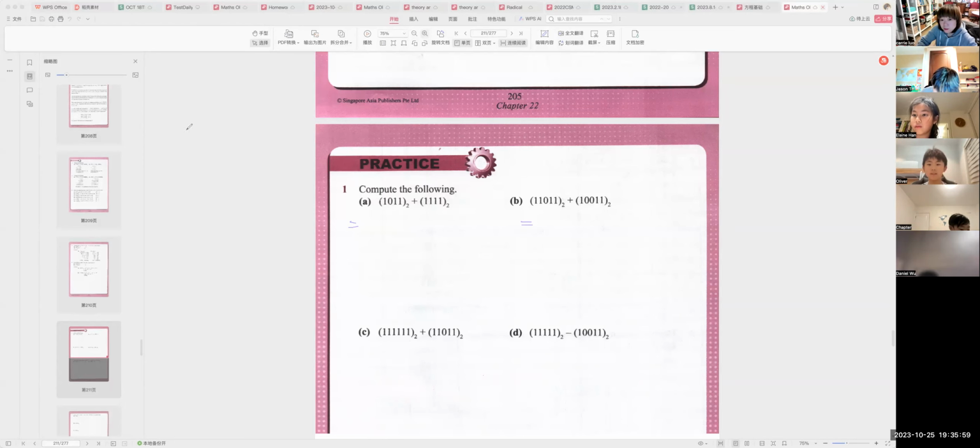Okay, so now I'm going to take a look at this one. So it's 1001 plus 1111. So who can tell me the answer? Oliver. Oh, sorry, Chapter. 11010. Okay, because it's 0, 1, 0, 1, 1. Very good. Okay, good job, Chapter.